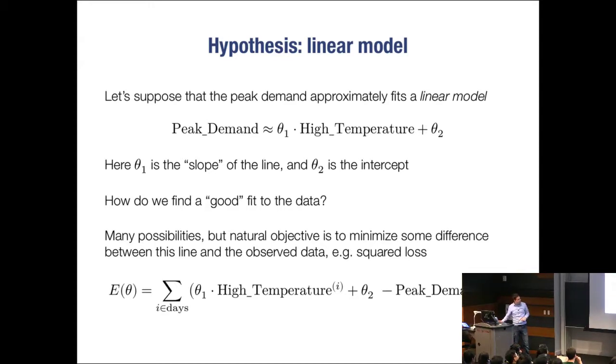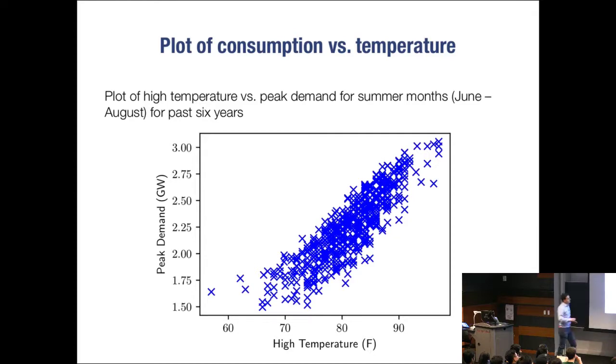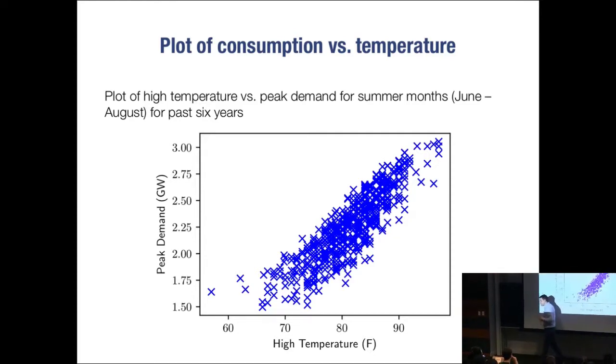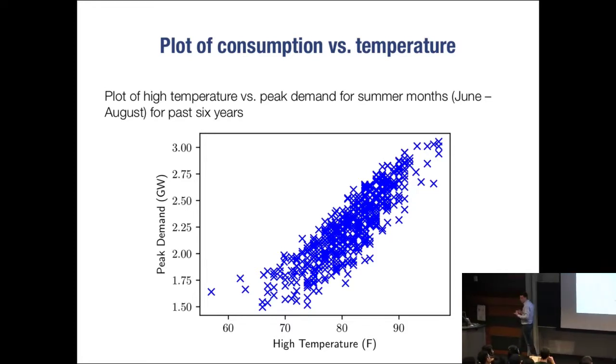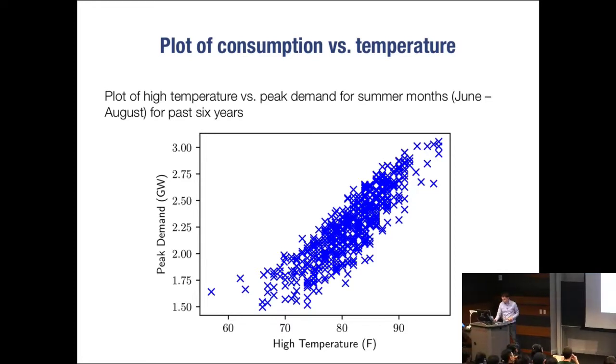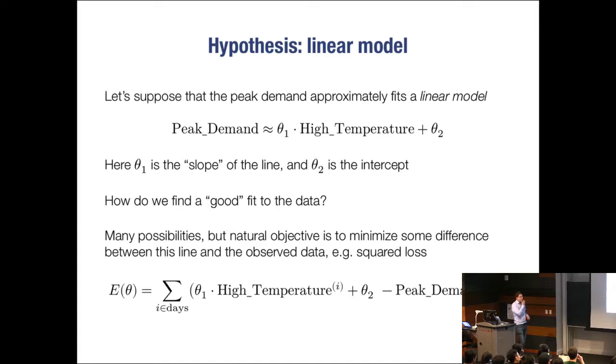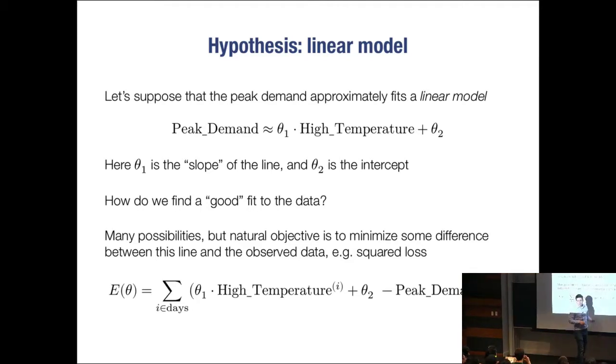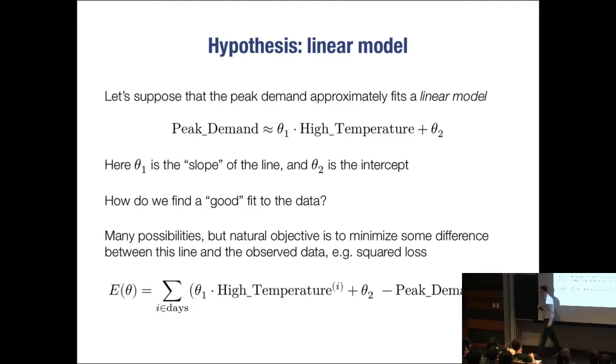So we think here that there's something like a line that models this data, right? So let's hypothesize that we can model our peak demand, or at least come up with a good prediction, with some linear function. Modeling the peak demand is some linear function of high temperature. So in other words, some coefficient on high temperature plus some bias term. This is the slope and the intercept of our line that we're going to fit to this data.